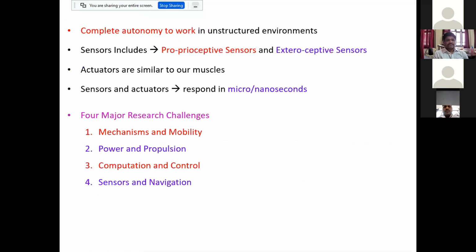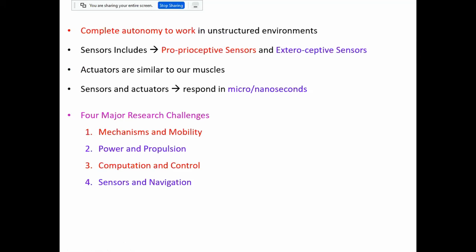Now quickly we'll see, friends. Please note, the vehicles require complete autonomy to work in unstructured environments, because they don't know what is there, how to act. They don't know. They need complete autonomy and may use embedded human intelligence with the help of various sensors and actuators and powerful processors.